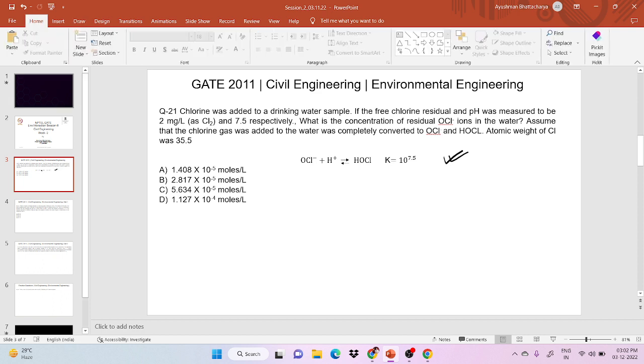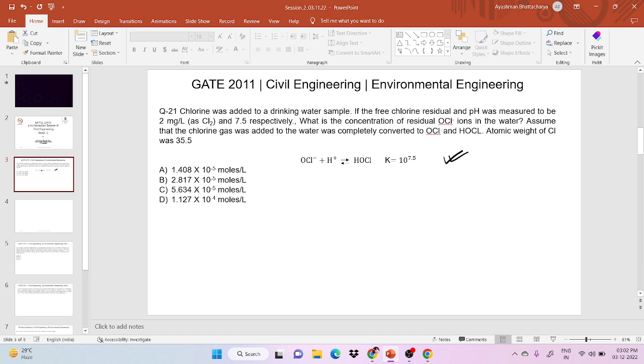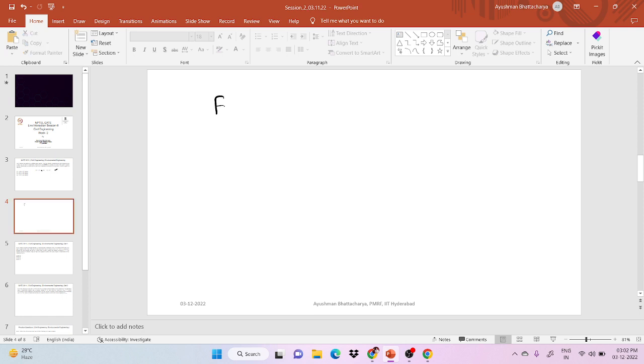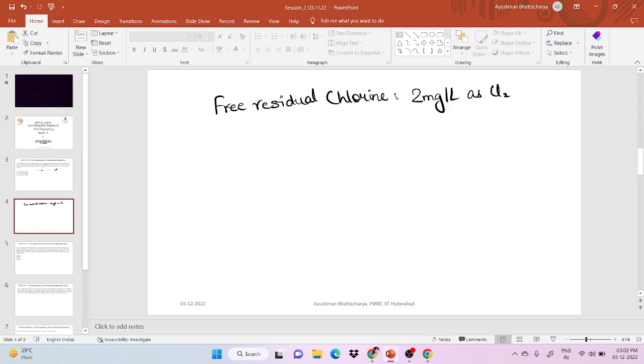In this type of question, our approach should be to write down whatever data they have mentioned, one by one. First, they have given the free residual chlorine and pH: free residual chlorine is 2 milligram per liter as Cl2, and the value of pH is 7.5.